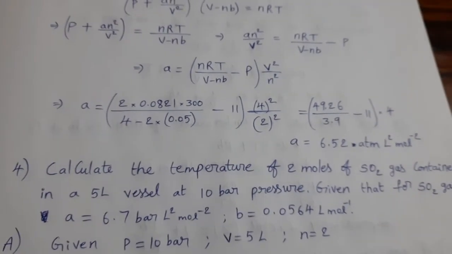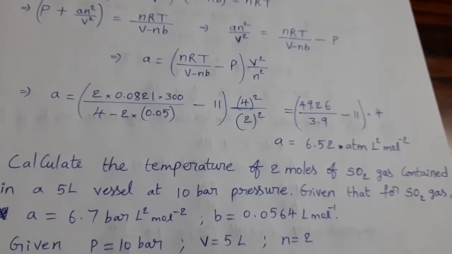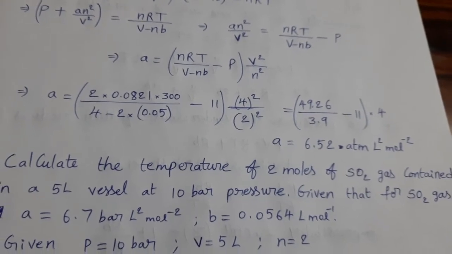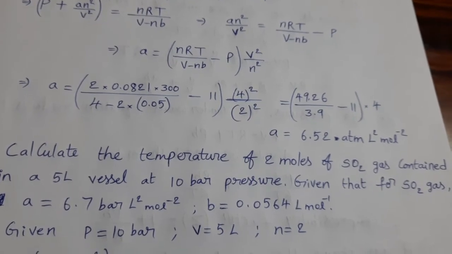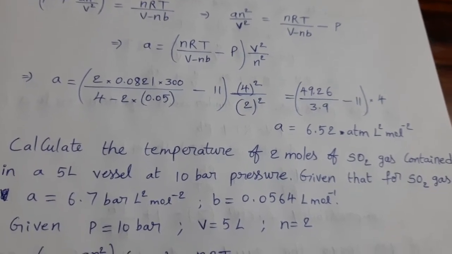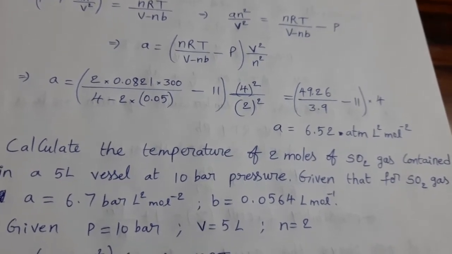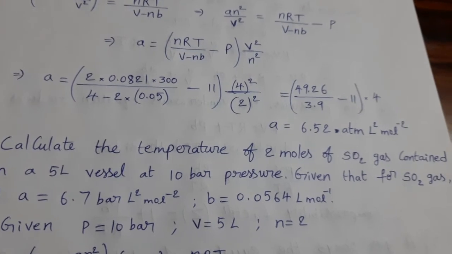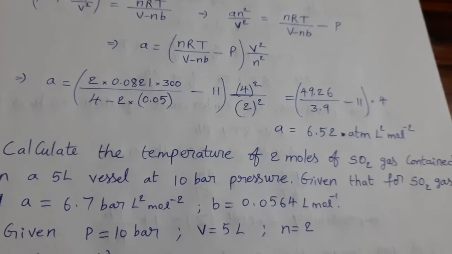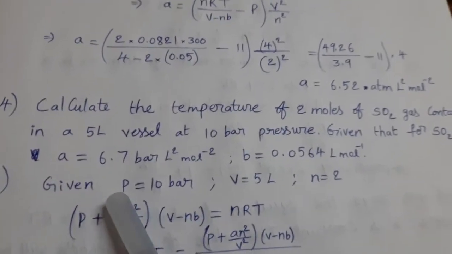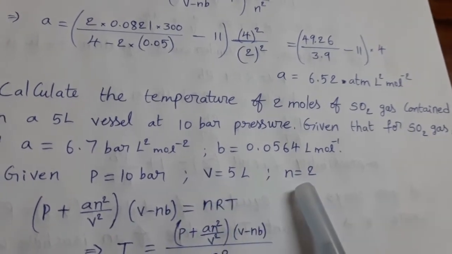Next, calculate the temperature of 2 moles of SO2 gas contained in a 5-liter vessel at 10 bar pressure, given that for SO2 gas a equal to 6.7 bar liter square mole power minus 2, b equal to 0.0564 liter mole power minus 1. Okay, in this we should calculate temperature. Remaining data, see this, pressure P equal to 10 bar, V equal to 5 liters, n equal to 2 moles.